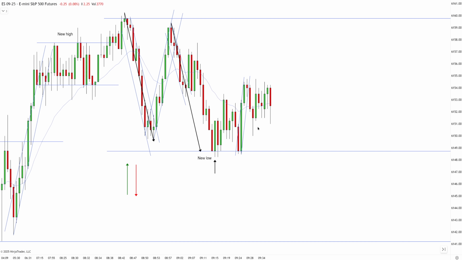Okay, market is still going sideways. This is no trade zone. Once again, I'm not even looking for trades. Market is moving super slow, super choppy.